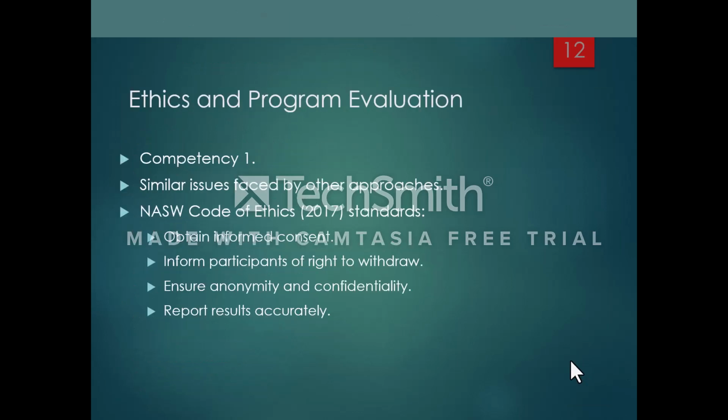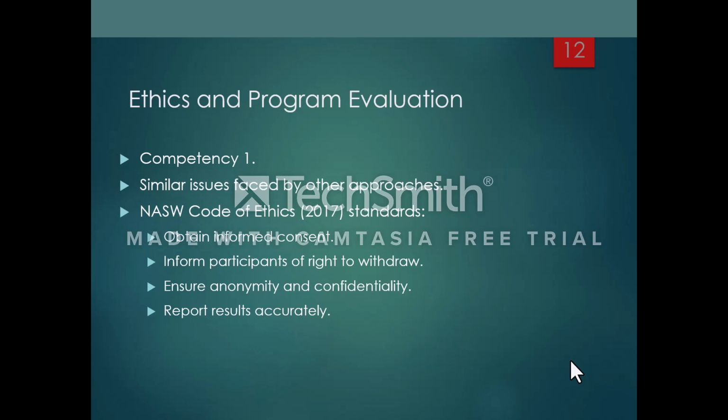So ethical issues of program evaluation relates to competency 1, which is to demonstrate ethical and professional behavior. So ethical issues faced in program evaluations are not fundamentally different from ethical issues that are associated with quantitative, qualitative, and mixed methods approaches. So the same issues that you would see in any of those approaches are issues that we would also see when we do program evaluation.